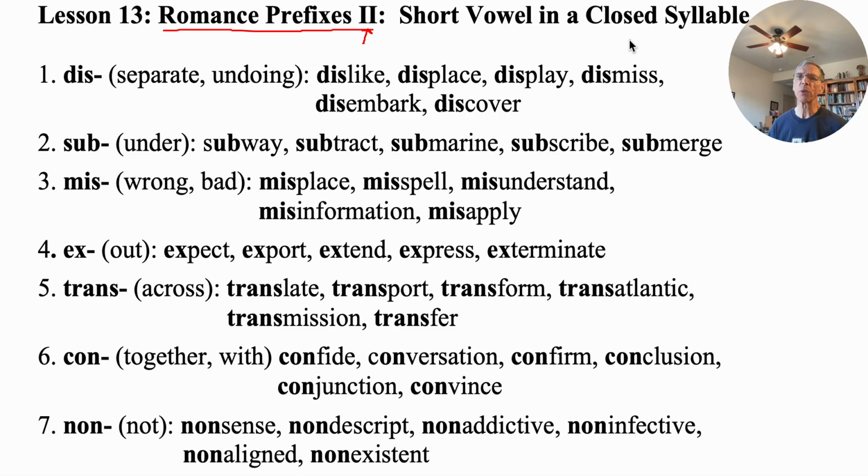Now, in the previous one, we studied long vowels and open syllables, all right? Now we're going to be studying short vowels in closed syllables. You remember the short vowels are a, e, i, o, u. That's the 5 short vowels. Long vowels were a, e, i, o, u, same as the letter names.